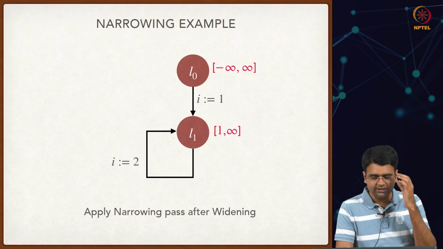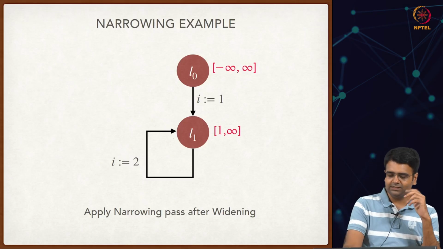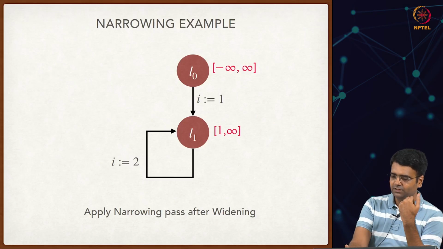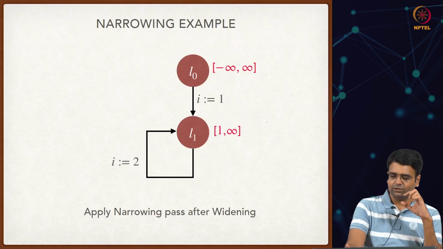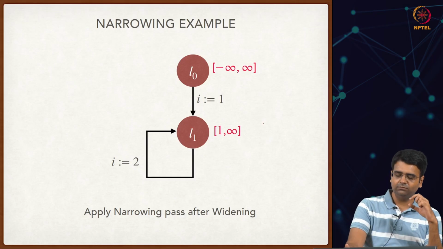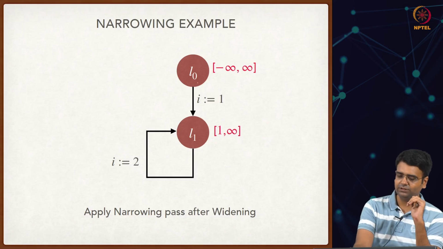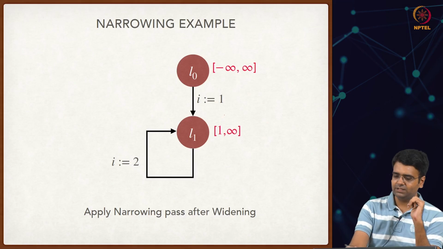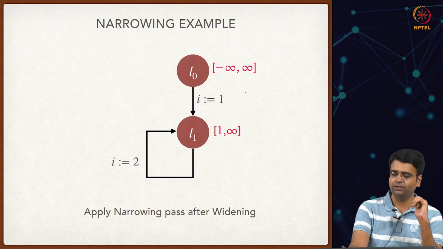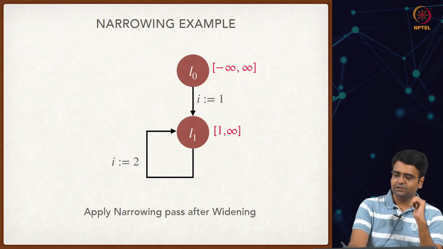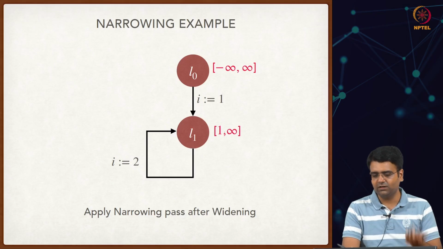So, the idea again is to apply this narrowing operator after the widening operator. First you use Kildall's algorithm with the widening operator, which we have already done for this particular example. For this example we ran Kildall's algorithm with the widening operator and these were the abstract values that we got. At L0 the abstract value was minus infinity comma infinity and at L1 the abstract value was 1 comma infinity.